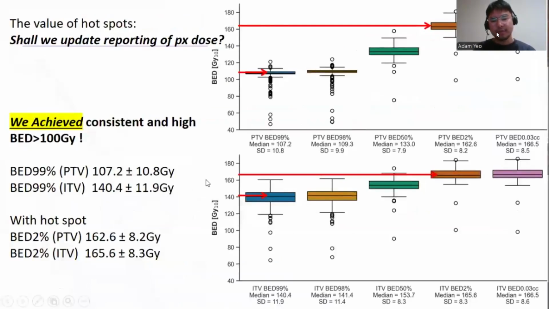The value of a hotspot is not really reported correctly. What we report is the prescription and the coverage and conformity index of the 100% of the prescription dose. But the hotspot, its location and extent, are not well captured and reported in the clinical outcome. But this is the common practice in stereotactic radiation therapy. Yes, we achieved a consistent high BED, 100 gray, the bare minimum. When you look inside, the hotspot goes beyond 100, even 160 gray, 165 gray in the ITV. Even the near minimum dose, D99% coverage in terms of BED, is over 100, and the ITV mean dose is over 140 gray.